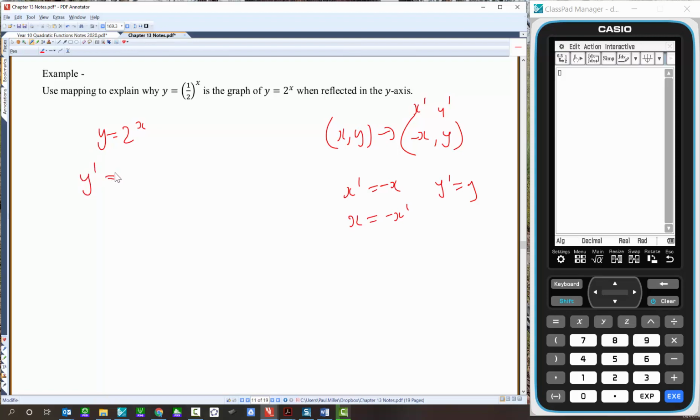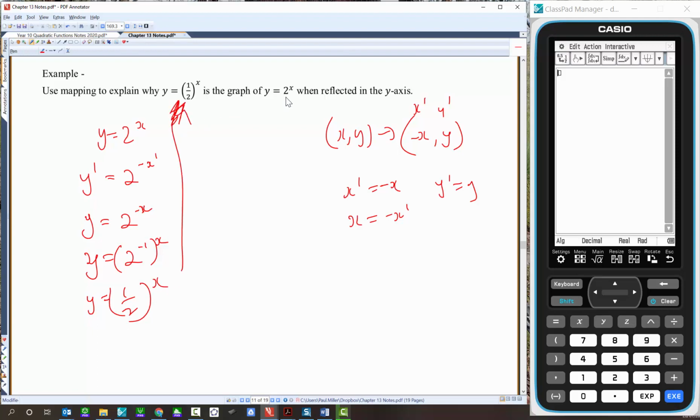Okay, we've got y dash equals 2 to the negative x dash. Let's just drop the dashes. y equals 2 to the negative x, which is the same as y equals 2 to the negative 1 to the x, which is y equals half to the x. There you go. That is that reflected in the y-axis.